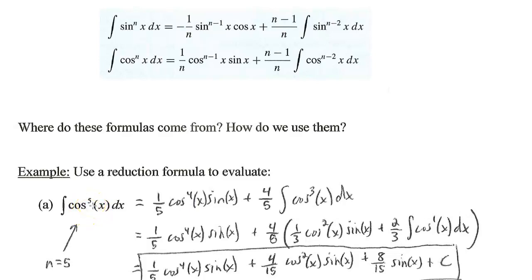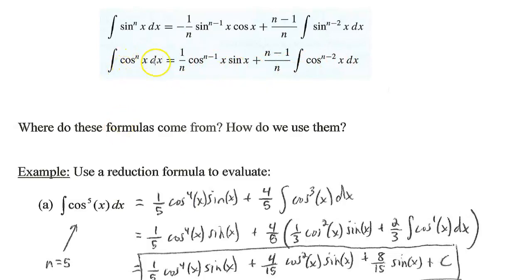But the problem is the du would be minus sine x dx, and we don't have a minus sine x dx. If this were cosine to the 5th of x times sine of x, then we would do that. But it's just the integral of cosine to the 5th. So what do we do? Well, notice we can use this reduction formula, and again, I'll explain where this comes from in just a minute, where the n is 5.